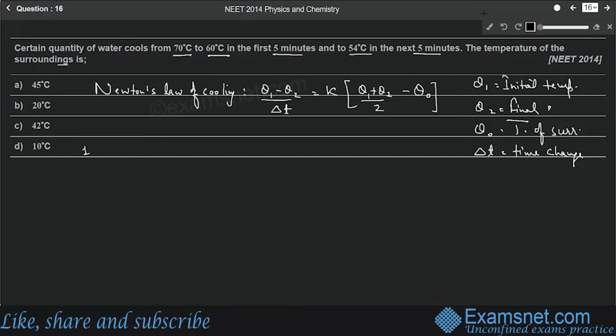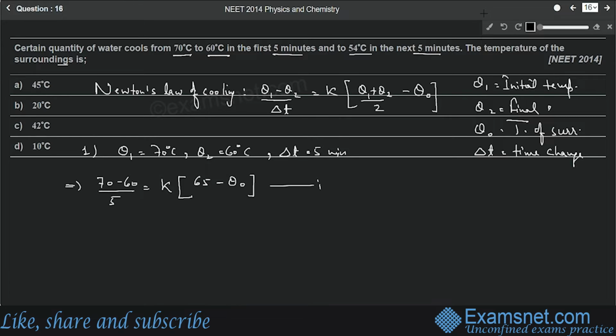So in the first case, it is given that a certain quantity of water cools from 70 degrees Celsius to 60 degrees Celsius. That means theta 1 in this case is 70 degrees Celsius and theta 2 is 60 degrees Celsius, and the time taken, delta T, is 5 minutes. If we put these values in the above equation, we'll get theta 1 minus theta 2, that is 70 minus 60, by delta T, that is 5 minutes, equals the constant K times (theta 1 plus theta 2) by 2, that will be (70 plus 60) by 2, that is 65, minus theta naught. Let's write it as equation 1.